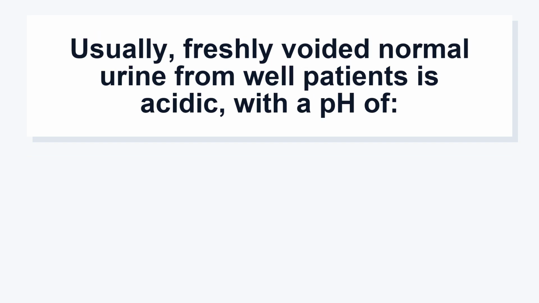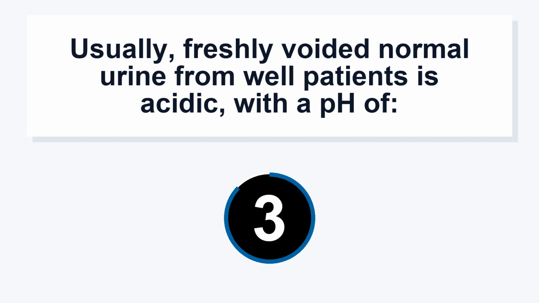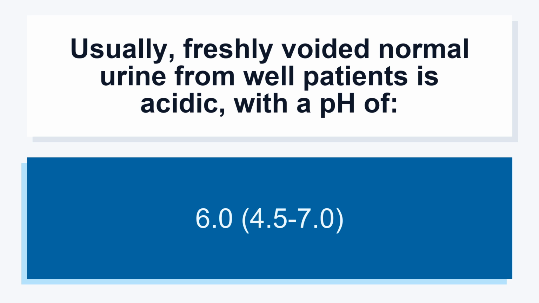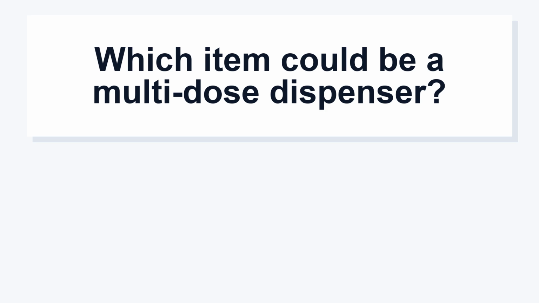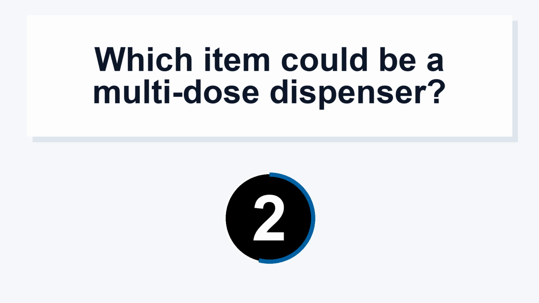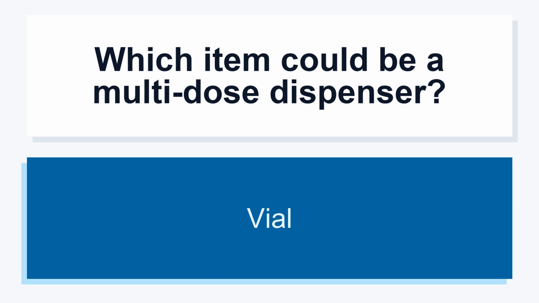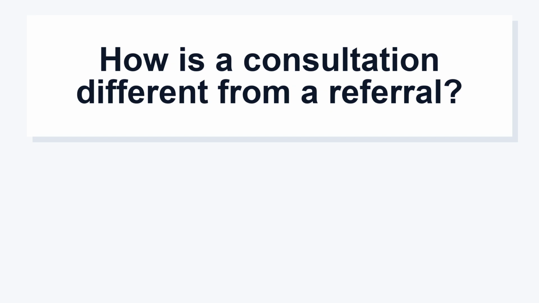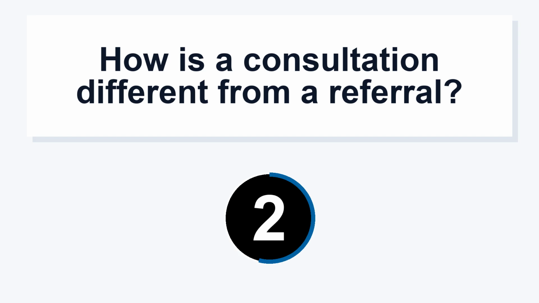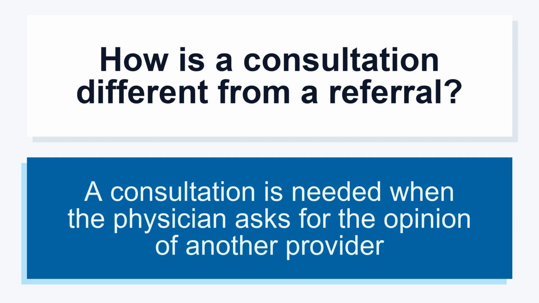Usually, freshly voided normal urine from well patients is acidic, with a pH of 6.0, 4.5 to 7.0. Which item could be a multi-dose dispenser? Vial. How is a consultation different from a referral? A consultation is needed when the physician asks for the opinion of another provider.